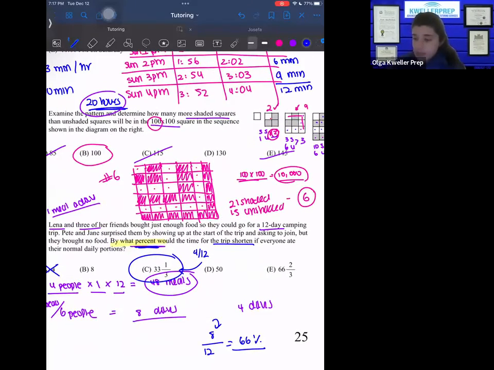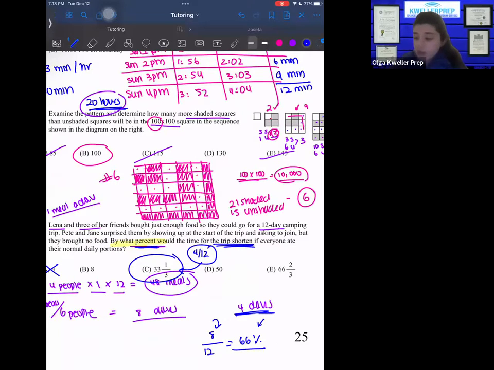Okay, how did I go from 66 to 33? They're asking by what percent would the trip shorten? I was just showing that here, this is how long the new trip is, 66% of the old trip, but it's shortened by 33 1/3 because it got 4 days shorter, and 4 out of 12 is 33 1/3.